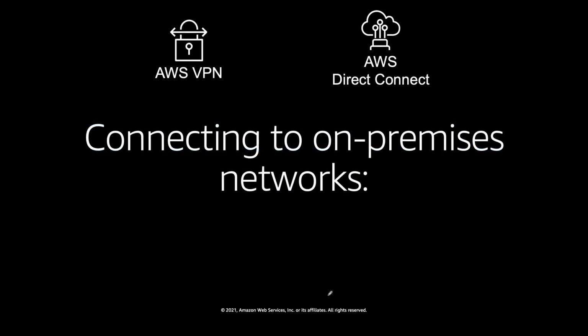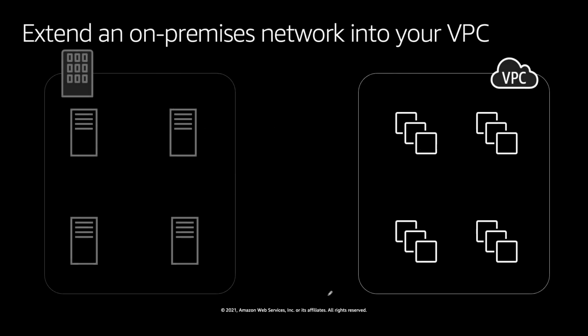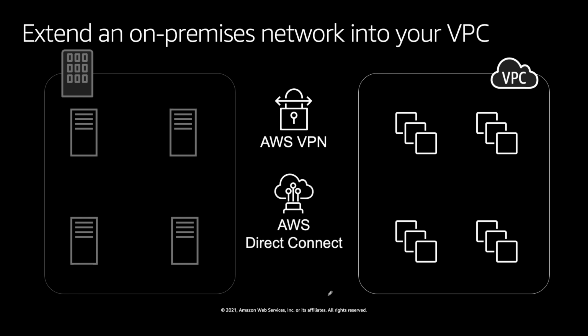All right. So the last thing that we would like to talk about is how you connect your VPC to your on-premise infrastructure. So let's say you have your VPC on the right hand side, and on the left hand side you have your on-premise data center. There are two ways that you can connect. One is AWS VPN, and another is AWS Direct Connect. We have just talked about this at a high level, but let's see how this works.